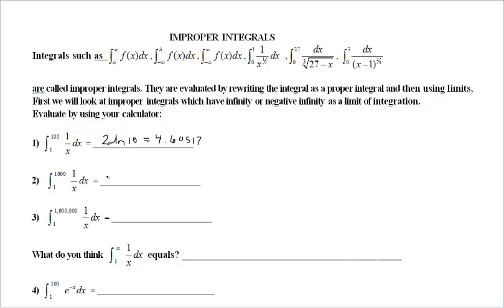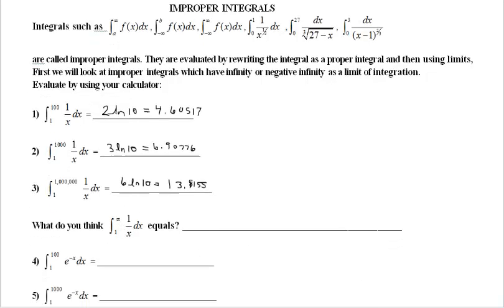Okay, changing the upper limit to 1,000, traveling further to the right, but with the same function, you got 3 ln 10. Converting it to a decimal, 6.90776. And then down here, 6 ln 10, which I had as 13.8155.